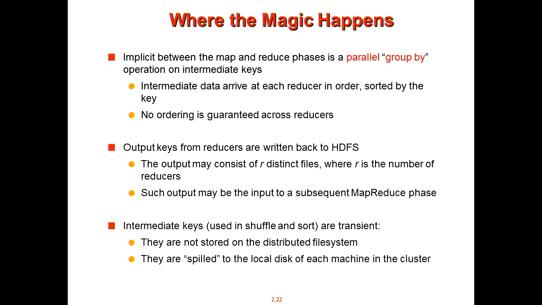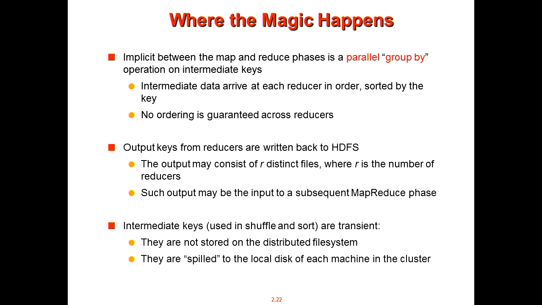Basically, it's because of this parallel group by operation on the intermediate keys. So the intermediate data arrive at each reducer in order and sorted by the key. That's one feature in MapReduce. So let's still use word count as an example.